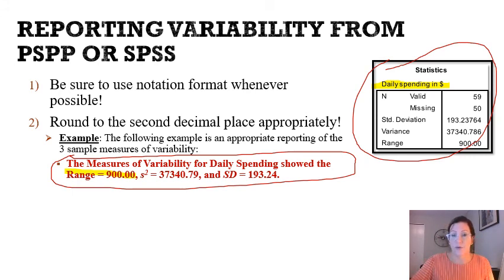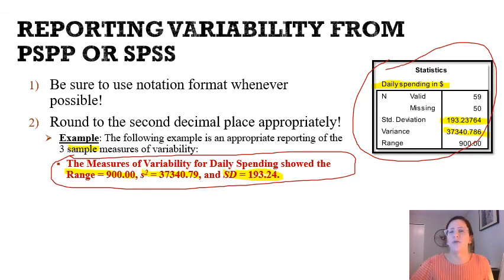Variance, S squared, because this is a sample, is 37,340.79. If you'll notice right here, this says 37,340.786. Well, that's three decimals. When you report, it should be to the second decimal. So 0.79, because 6 is 5 or higher, so that 8 goes to 9. And last, standard deviation equals 193.24. Again, this was rounded to two decimals, so that you're complying with APA.